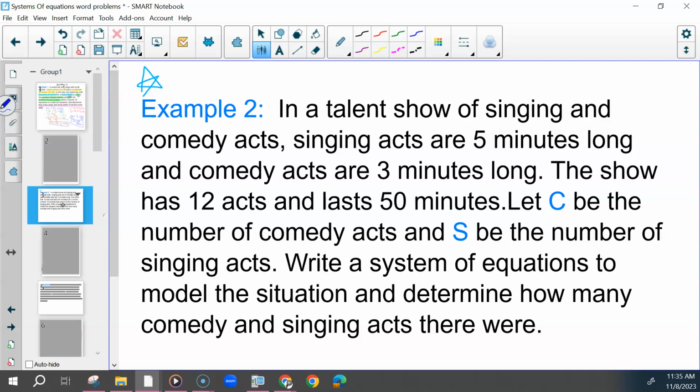In a talent show of singing and comedy acts, singing acts are 5 minutes long and comedy acts are 3 minutes long. The show has 12 acts and lasts 50 minutes. Let C be the number of comedy acts and S be the number of singing acts. Write a system of equations to model this situation and determine how many comedy and singing acts there were. What's important here?